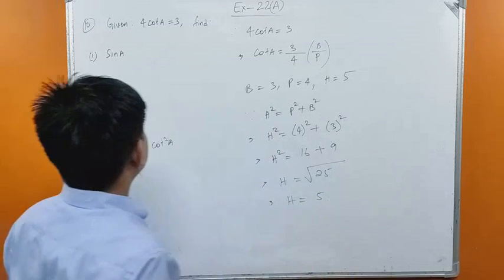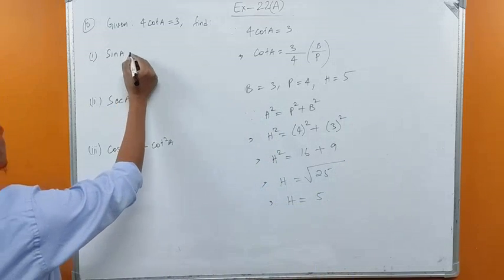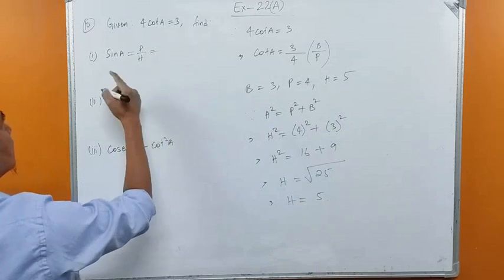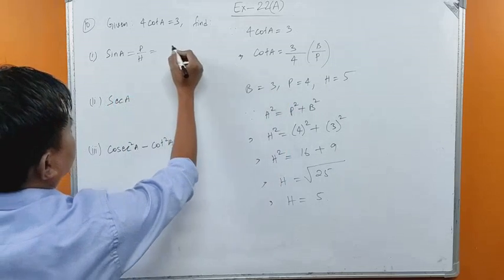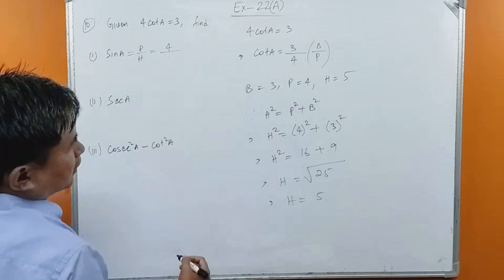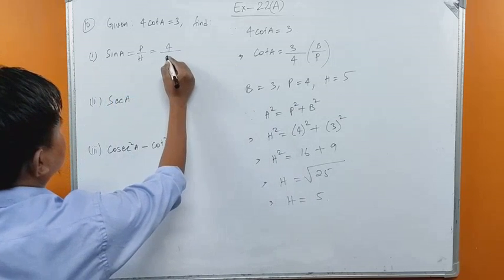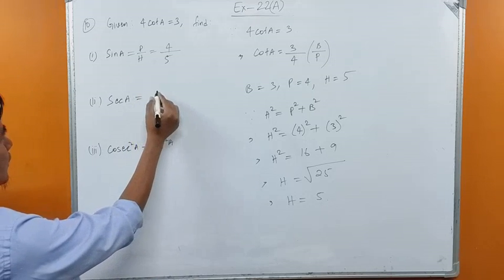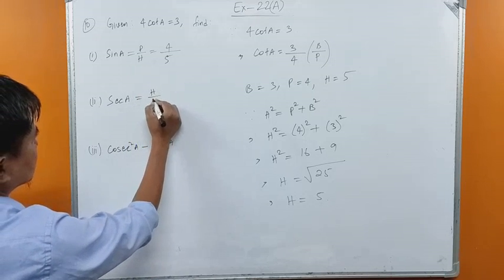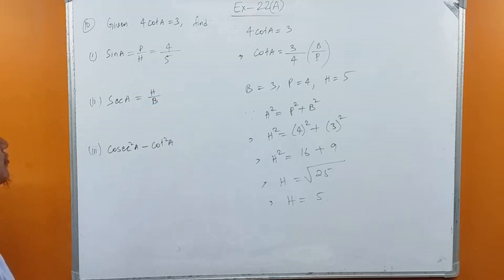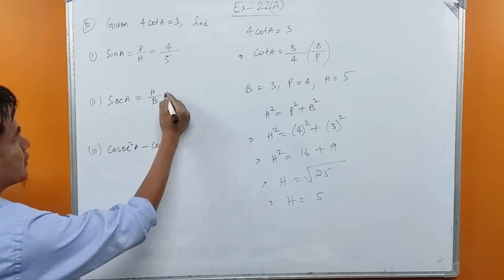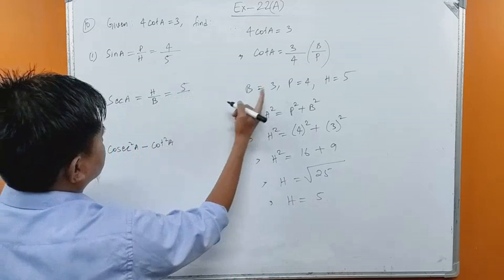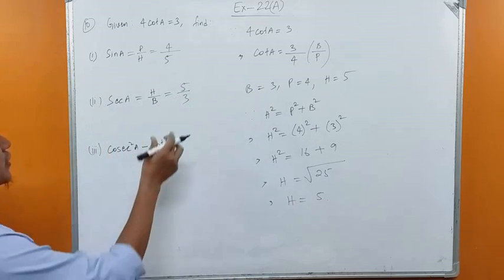Okay, now let us find the value of sin A. Sin A is perpendicular upon hypotenuse. So what is perpendicular? Perpendicular is 4. And what is hypotenuse? Hypotenuse is 5. So this is the answer for sin A. Value of sin A is 4 upon 5. Sec A, hypotenuse upon base, isn't it? Opposite of cos A. Hypotenuse upon base. What is hypotenuse? Hypotenuse is 5. And what is base? Base is 3. Okay. So this is the value of sec A.